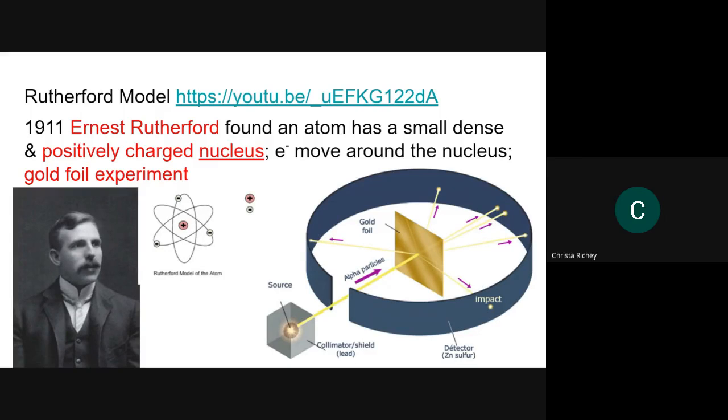And this is a representation of his experiment. Once again, not the proton. Poor Goldstein always gets left off. Goldstein's actually the one that gave the term proton to the proton. Rutherford was the one that discovered that the core of an atom, its nucleus, is positively charged.